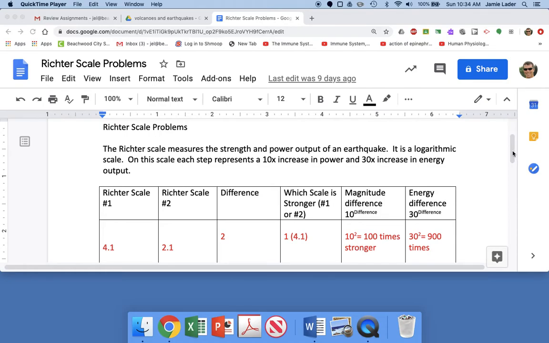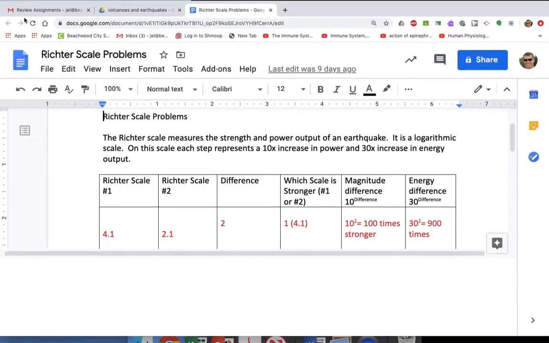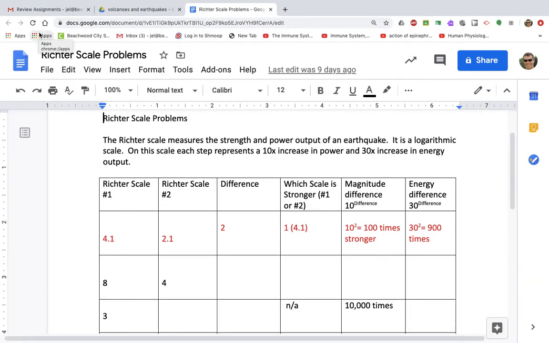Hey everybody, I just want to show you how to do these Richter scale problems that you're going to have this week for homework. And hopefully you can click this link in YouTube and it will show you exactly how to do it. So we're just learning that the Richter scale is a logarithmic scale.